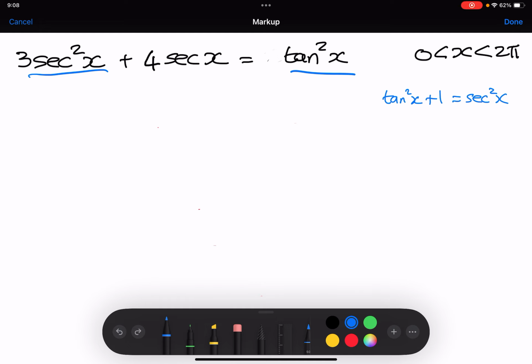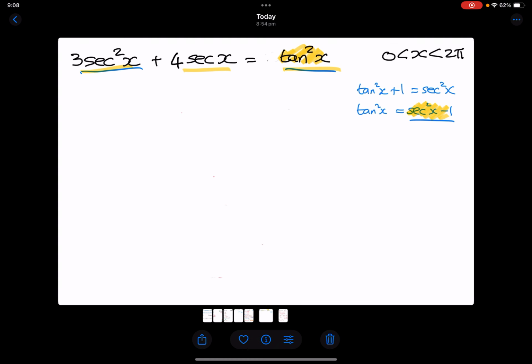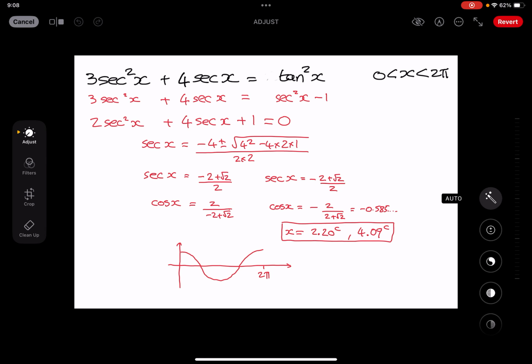Instead, I'm thinking, well, I could subtract 1 from both sides of this identity, and I know that tan squared x is identical to sec squared x minus 1. So I could replace this with this. And then every term here would then be in terms of sec. So that is my strategy for this question. And here's all my working out.